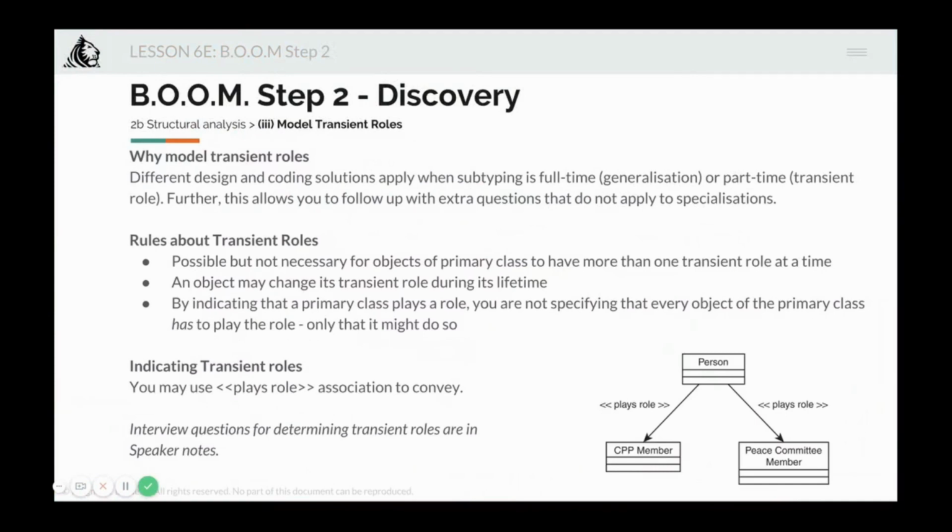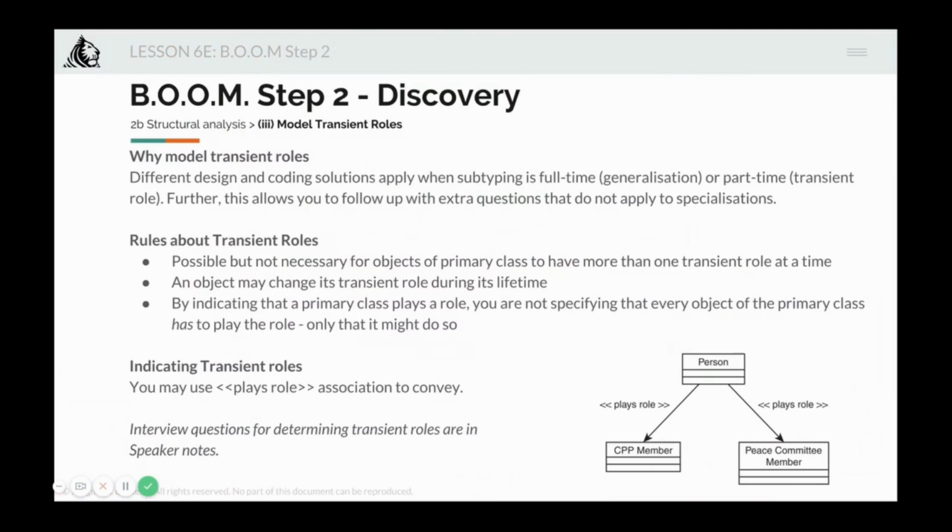So why would you model transient roles? Well, the developers need to know whether the subtyping you indicate is full-time, this is generalization, or part-time, that is a transient role. Different design and coding solutions apply in each case. The only people who really know how stable the relationship is are the users. And as their representative, you are in the best position to find this out.